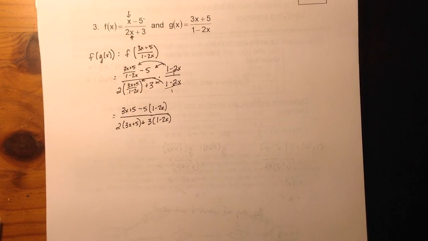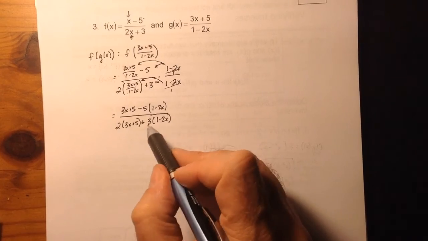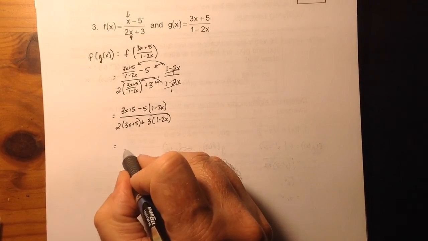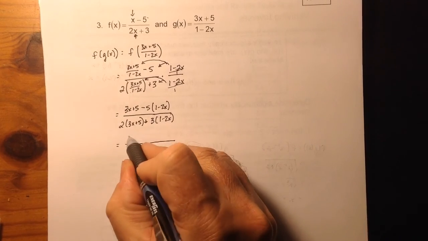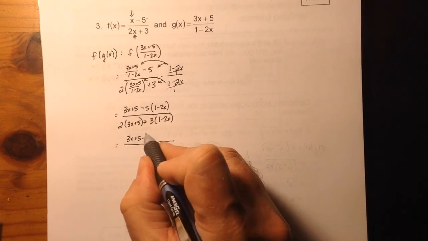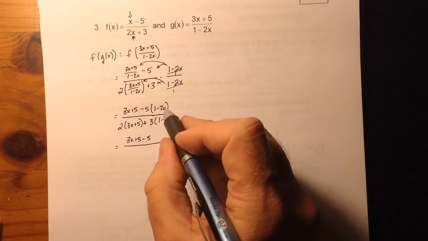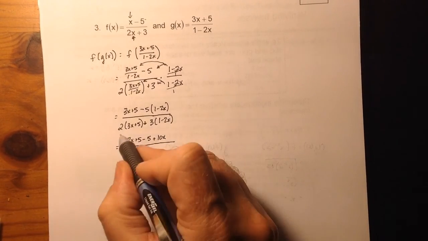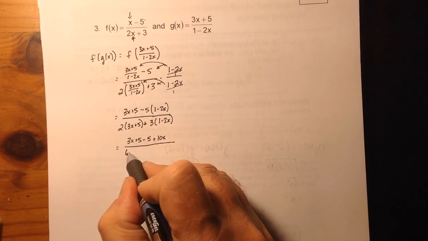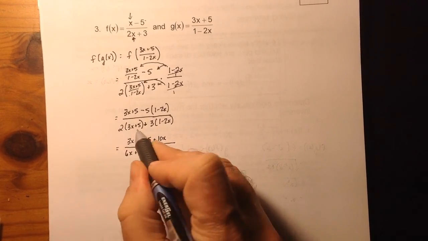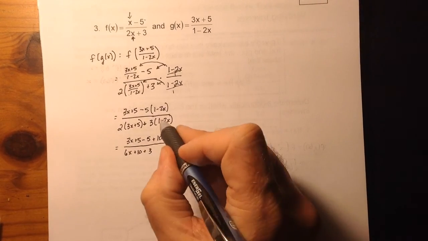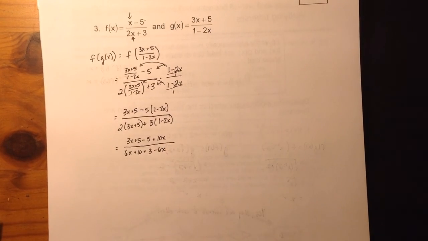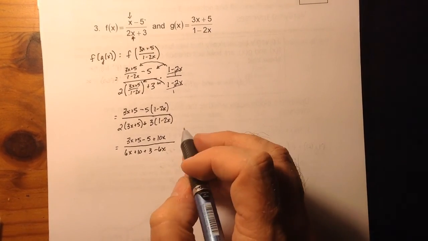Alright, so I've got a lot of stuff here. I'm going to distribute everywhere I can first, then we'll gather like terms, and then we'll simplify whatever we can. Okay? So let's start by distributing. 3x plus 5 minus 5 times 1 minus 5. Minus 5 times a minus 2x will be plus 10x. On the bottom, 2 times 3x is 6x. Plus 10, 2 times 5. Plus 3, 3 times 1. Minus 6x. 3 times minus 2x is going to be minus 6x.